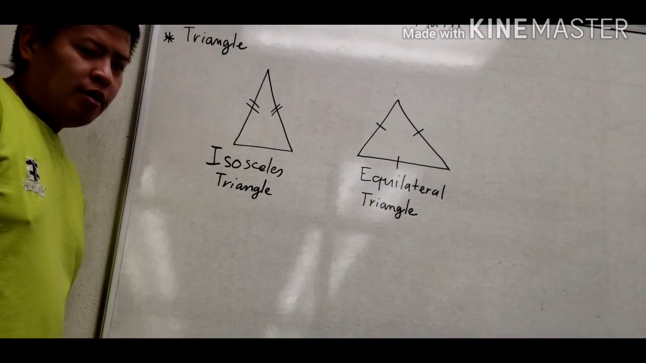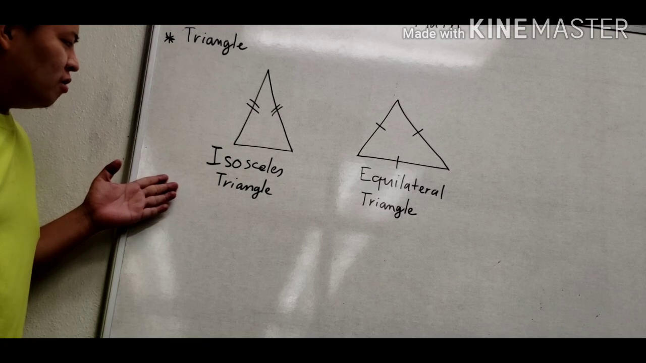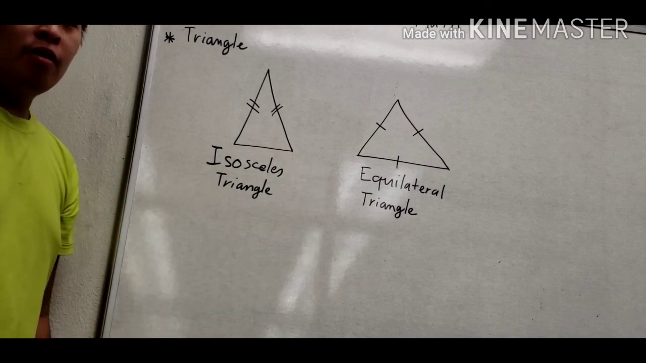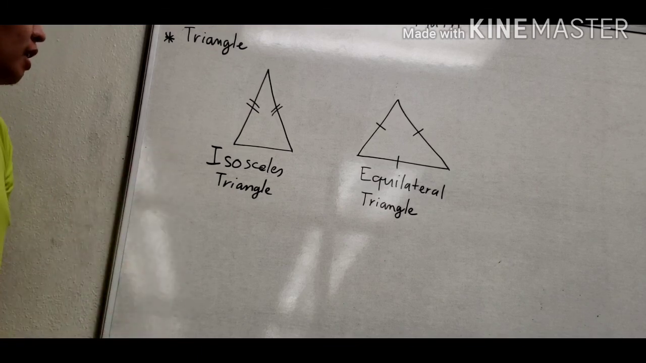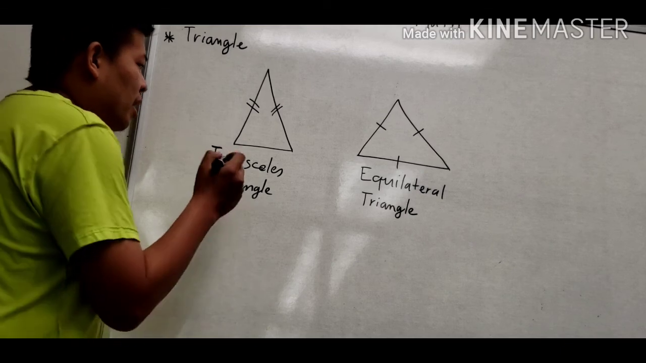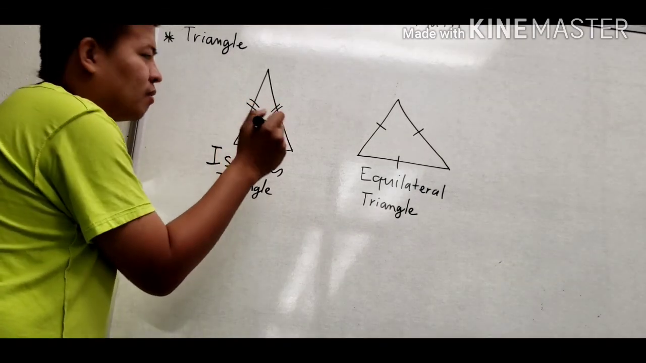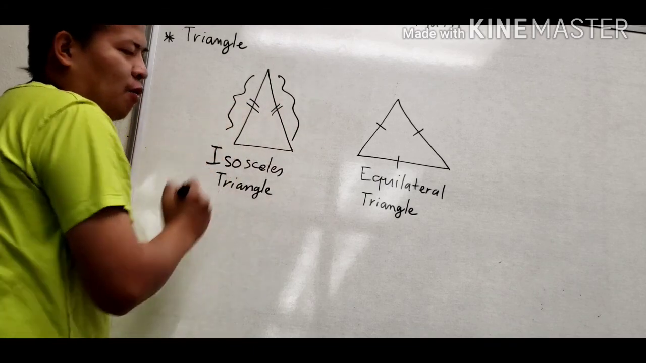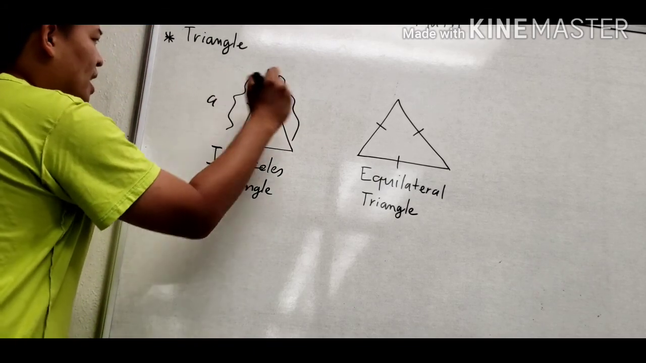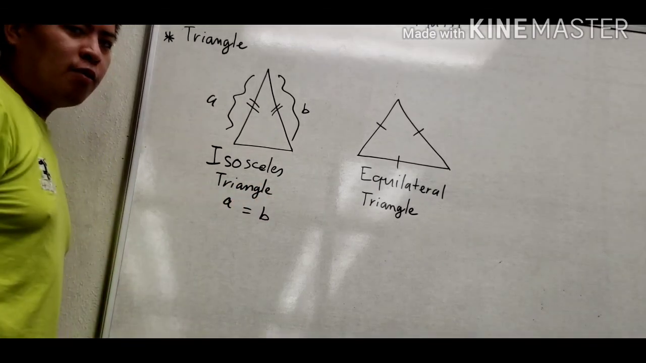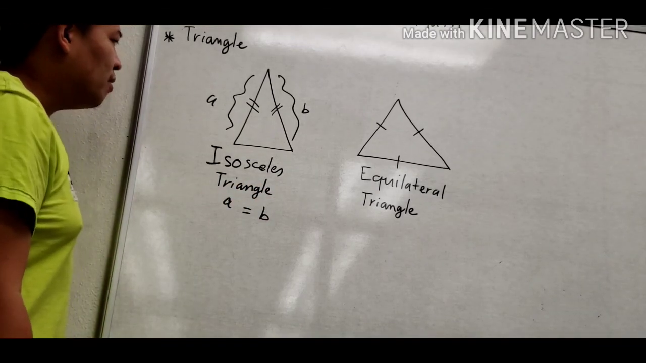The next one I will introduce is the isosceles triangle and the equilateral triangle. About the isosceles triangle, it means that at least two sides of the triangle have the same value. This means the side here and the side here have the same value, A and B. We have A equal to B. That's why we call it an isosceles triangle.